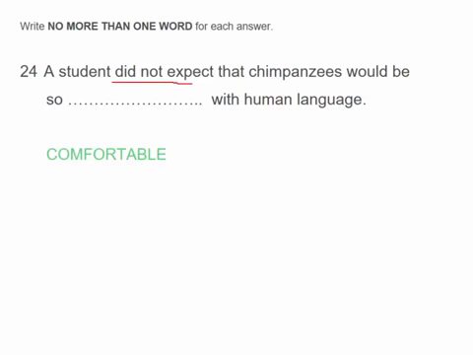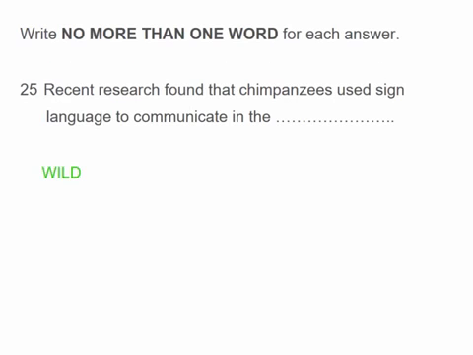Okay. Recent research found that chimpanzees use sign language to communicate in the wild. Okay, and that comes from this spot in the lecture. Researchers realized that chimps will use their own sign language to talk to each other in the wild. Okay, so researchers found is basically a very close paraphrase here, and in the wild was the phrase that finished what the professor just said. So hopefully you caught that as you were listening to the lecture.